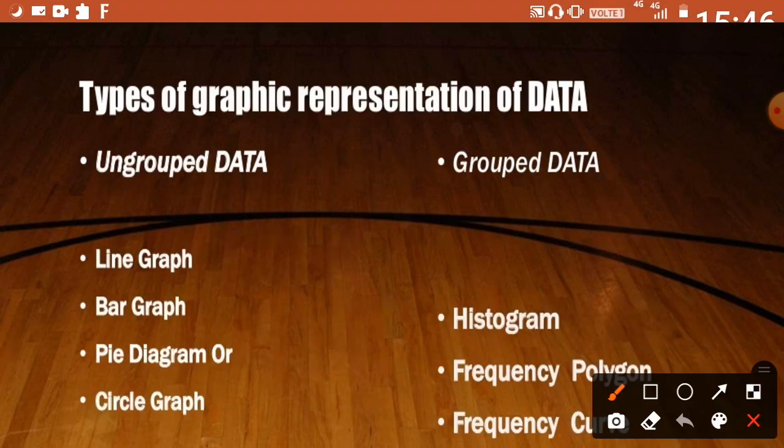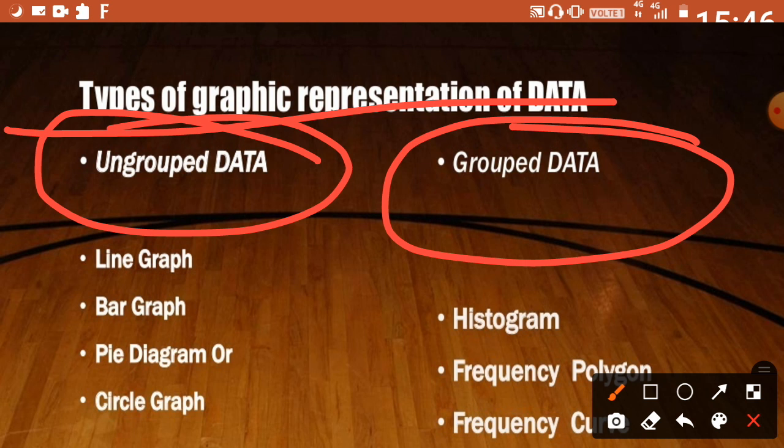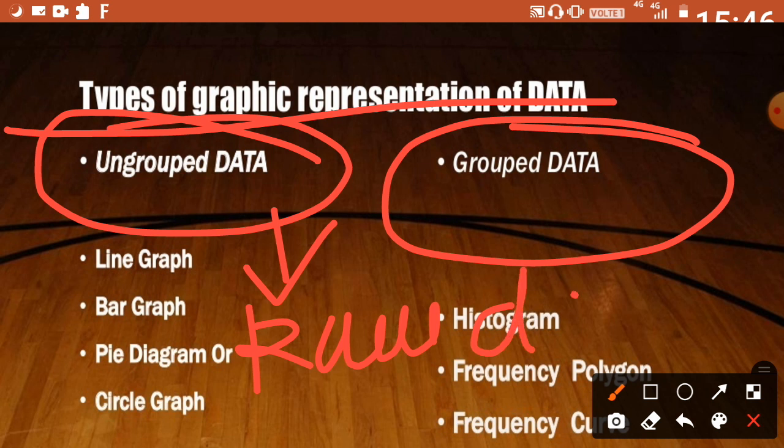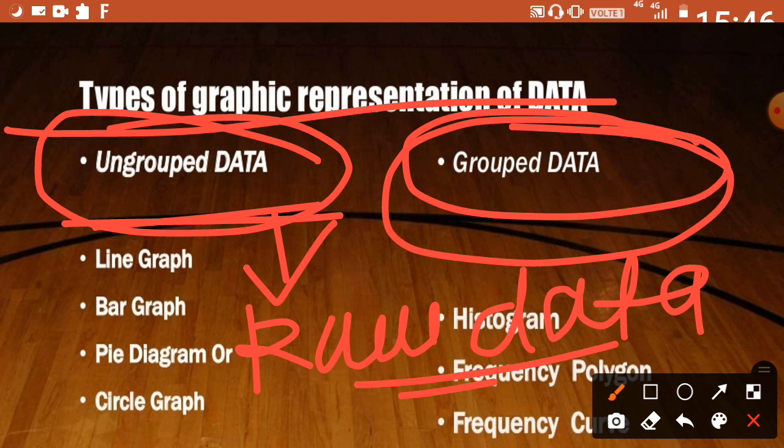So this is your types of graphical presentation of data. First of all, let me confirm that your data is of two types: ungrouped data and grouped data. What is the main difference between them? Ungrouped data can also be known as raw data. It's not grouped, or I can say it's not arranged, right? Grouped data is your arranged data. After collection, I have arranged it. That's grouped data.